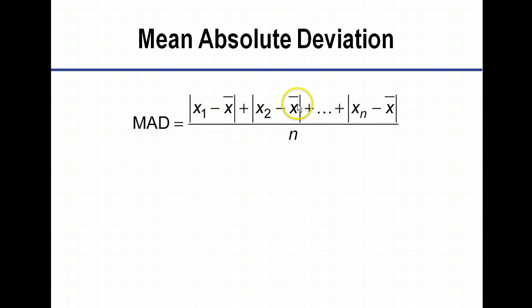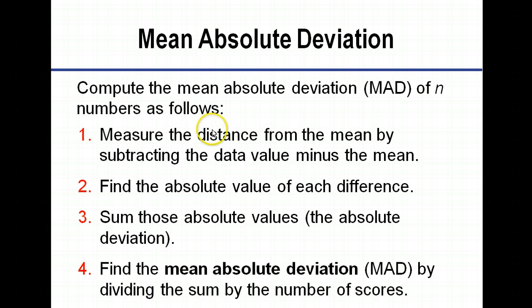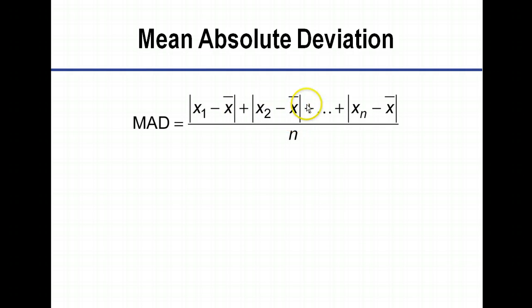Remember, vertical bars are denoting the absolute value. So in each case, you're finding the absolute value of each of the differences. The third step is to sum up those absolute values. This is called the absolute deviation. So the addition here of all of these absolute values in the numerator, that specifically is the absolute deviation.